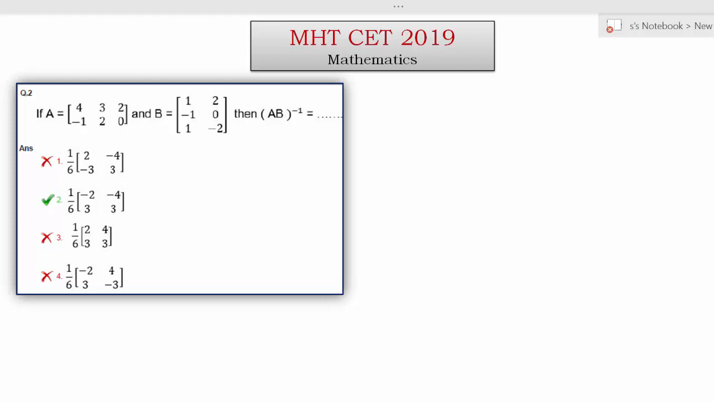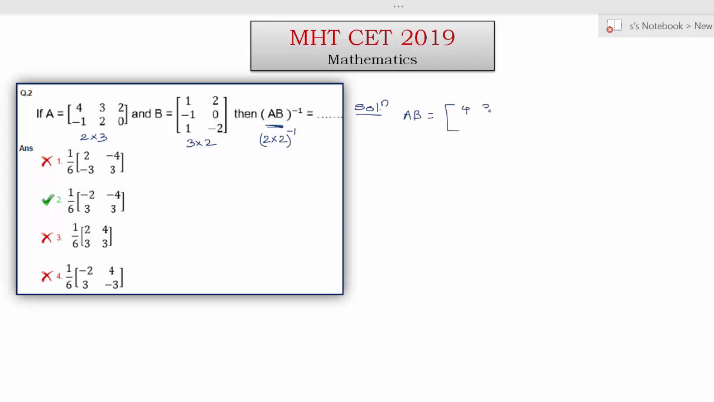Okay, question 2 says if A is a matrix 4 3 2 minus 1 2 0 and B is a matrix 1 2 minus 1 0 1 minus 2, then AB the whole inverse is. So let's first find out product AB here. So students, see, order of A is 2 by 3, right? And order of B is 3 by 2. So what is my thought process is AB will have order 2 by 2, and then inverse of AB we can find orally, right? So let's start finding AB first.